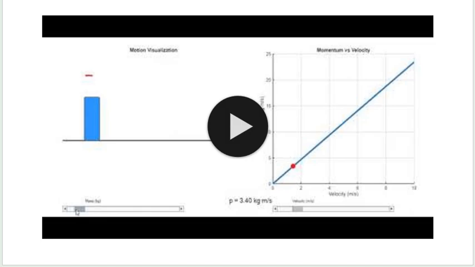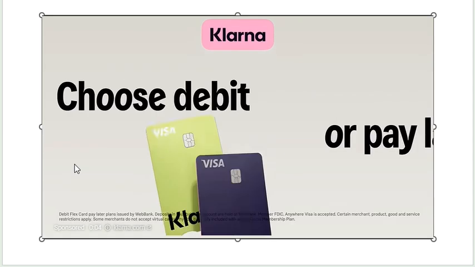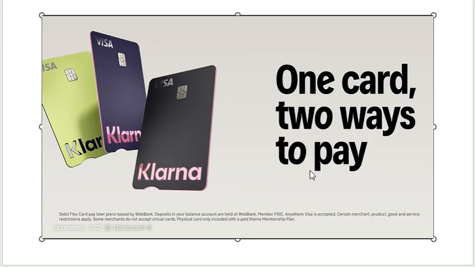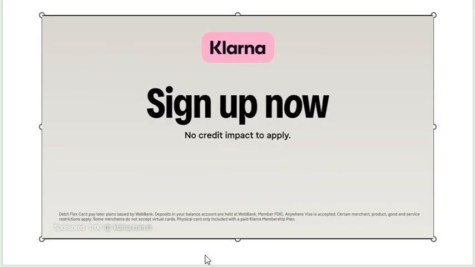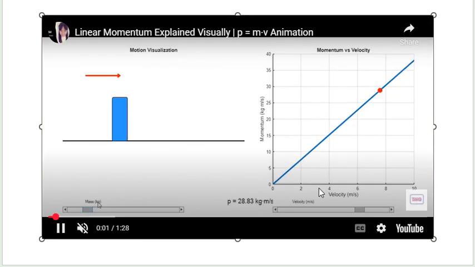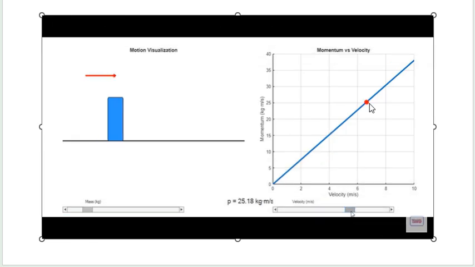Okay, then we will take a look at a moving block. Here you're going to see a live graph of momentum versus velocity, with momentum on the y-axis and velocity on the x-axis. They are linear, so we get a straight line. They are directly proportional to each other, so you have a straight line going up on a forward slope.